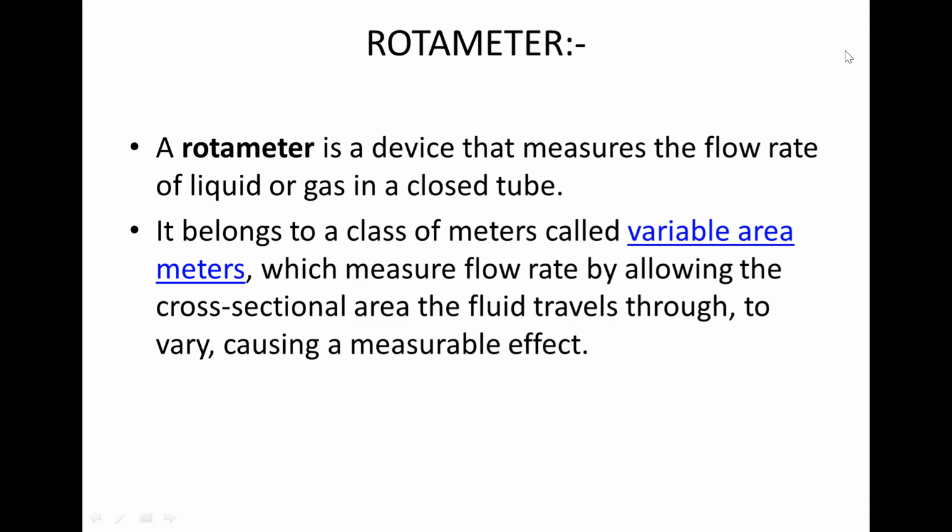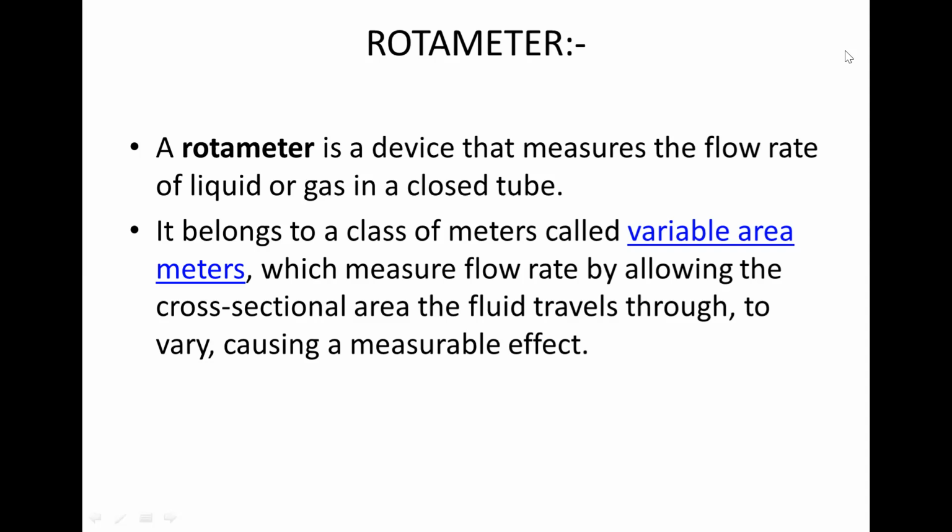So here the cross-sectional area of the device is changing. It may contain a glass tube whose cross-section is changing from one end to the other. That is why it is called a variable area type of flow meter. Because when flow is increasing, the fluid moves from the low cross-sectional area to the higher cross-sectional area end of the tube. So it belongs to a variable area type of flow meter.